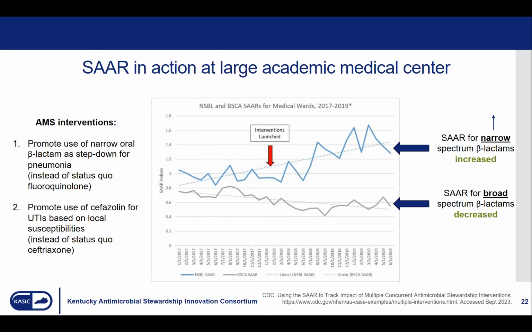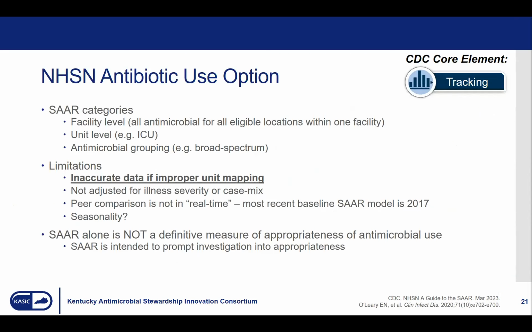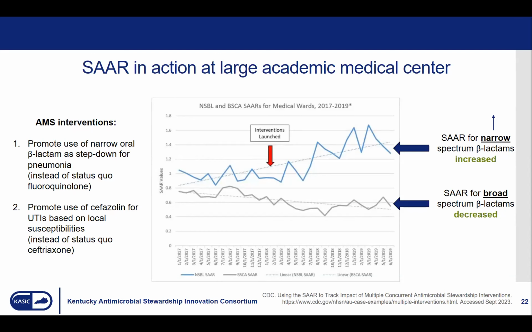So this graph shows the red arrow is when they did this intervention, updated their guidelines, and disseminated all this information. And then the blue line, which is on the top, represents narrow spectrum beta-lactams. So this is basically those drugs that they were trying to get their providers to use instead of the other options. And then the line at the bottom is the broad spectrum beta-lactams. So this is what they were trying to avoid.